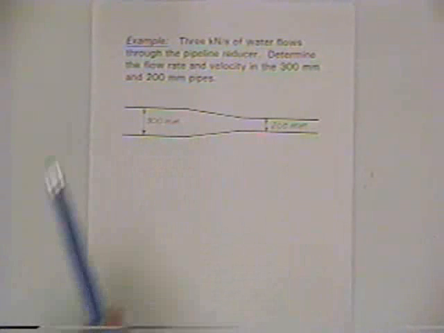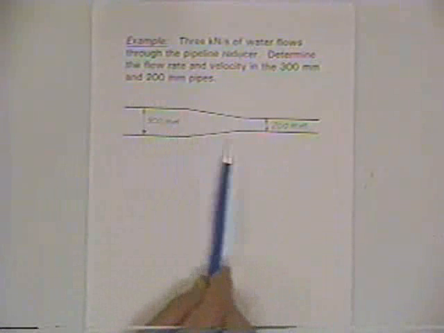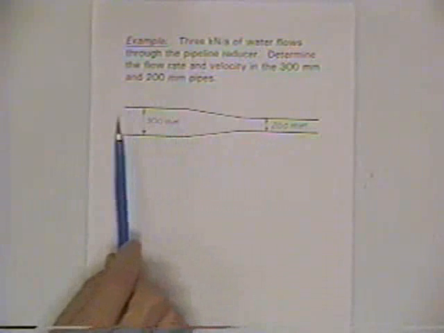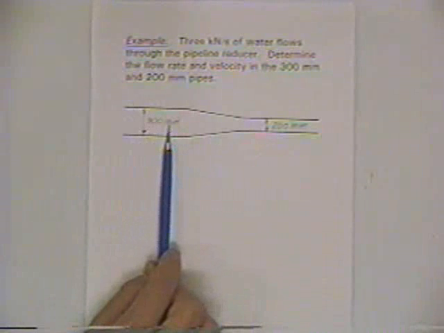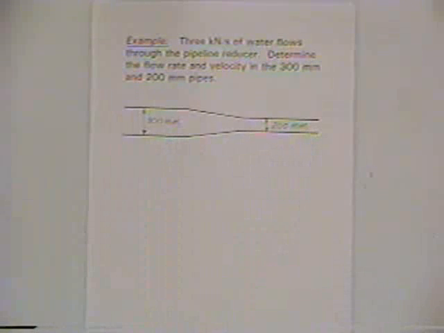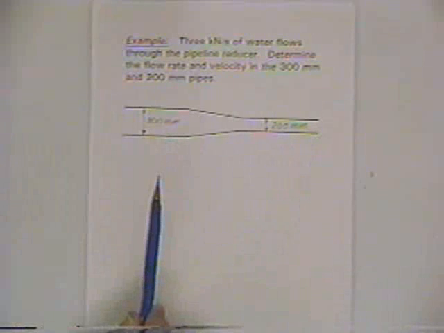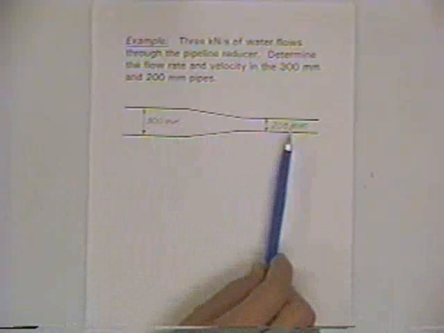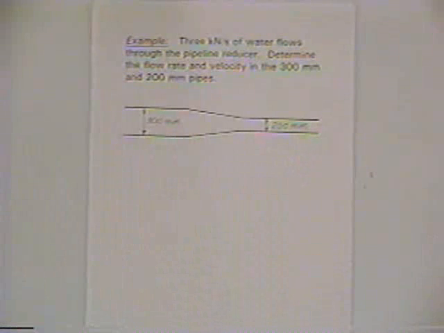And we know right off that the discharge is going to be the same. Whatever is flowing through this pipe, a volumetric flow rate through this pipe is going to be the same as a volumetric flow rate through this pipe. But the velocities are changing. As you change the areas, you change the velocities.